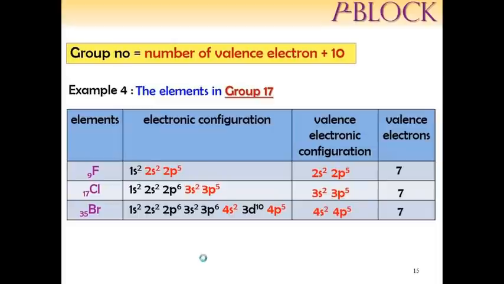The electronic configuration for fluorine is 1s2 2s2 2p5 and the valence electronic configuration is 2s2 2p5, so the valence electrons are 7. For chlorine, we have 1s2 2s2 2p6 3s2 3p5 and the valence electronic configuration is 3s2 3p5, and the valence electrons are 7. For bromine, the valence electronic configuration is 4s2 4p5, and the valence electrons are 7.